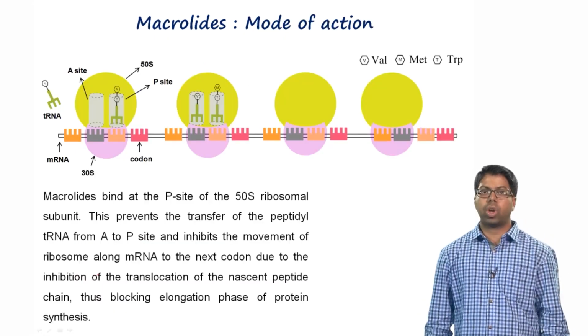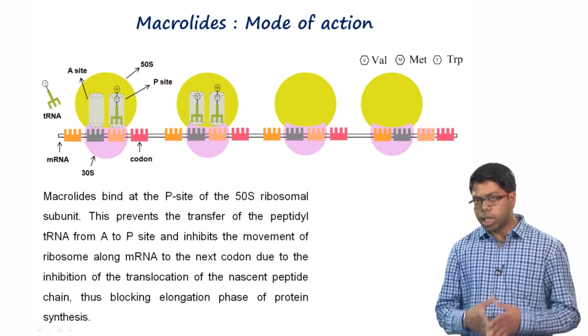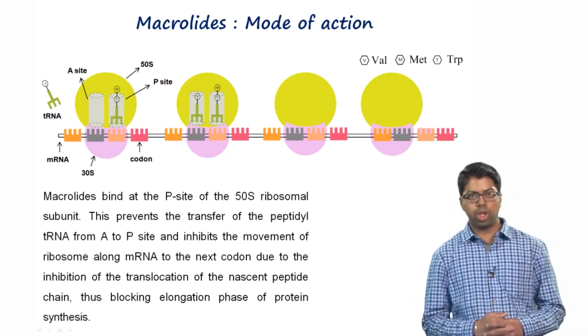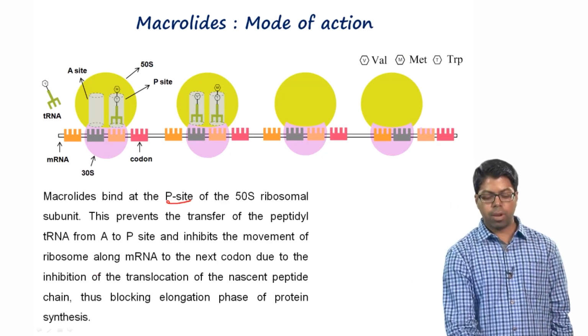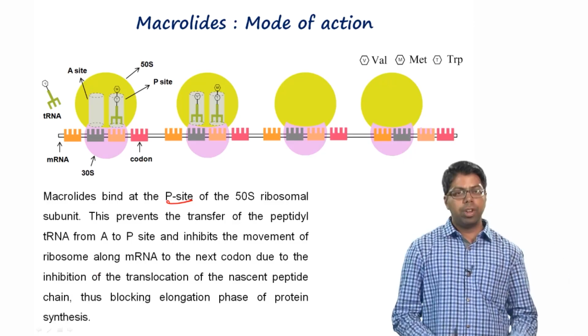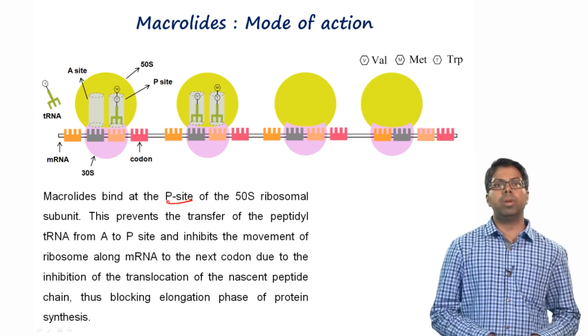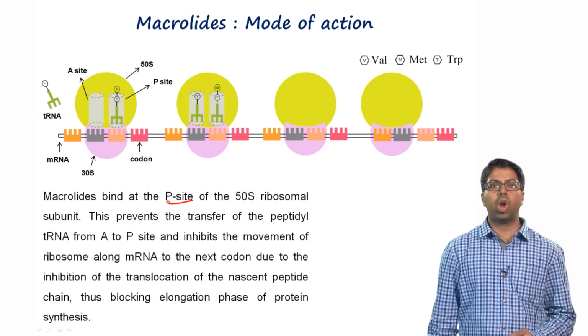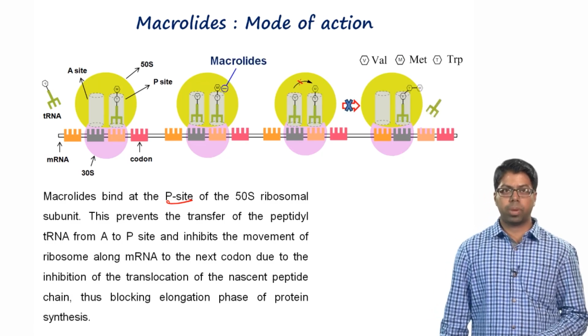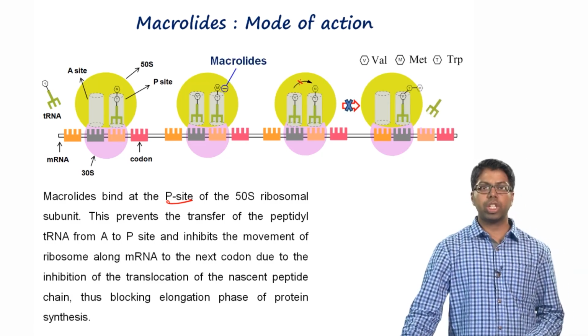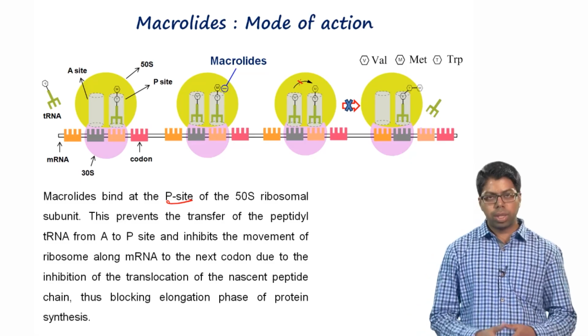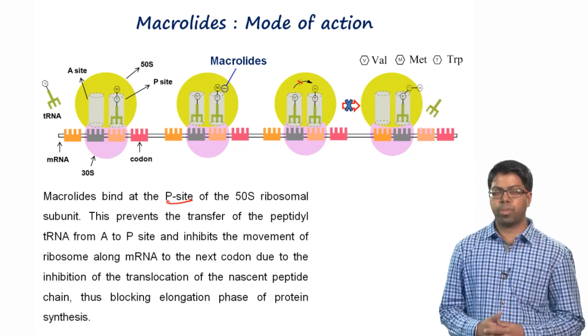Here, the macrolides also enter into the bacteria by active transport or by facilitated diffusion, and they bind at the P site of the 50S ribosomal subunit, which prevents the transfer of peptidyl tRNA from A site to P site, and this inhibits the movement of ribosome along mRNA to the next codon due to inhibition of translocation of the nascent peptide chain, and thus it inhibits the elongation phase of protein synthesis.